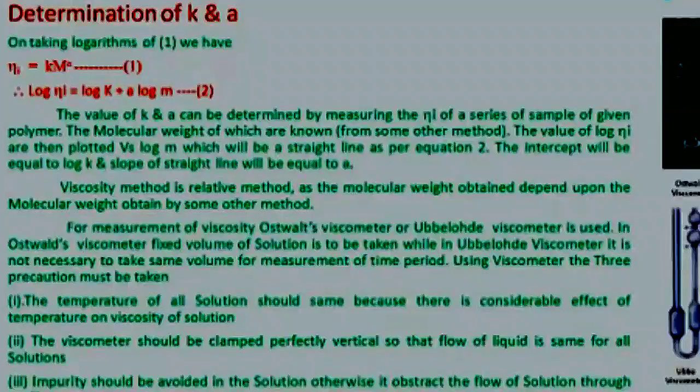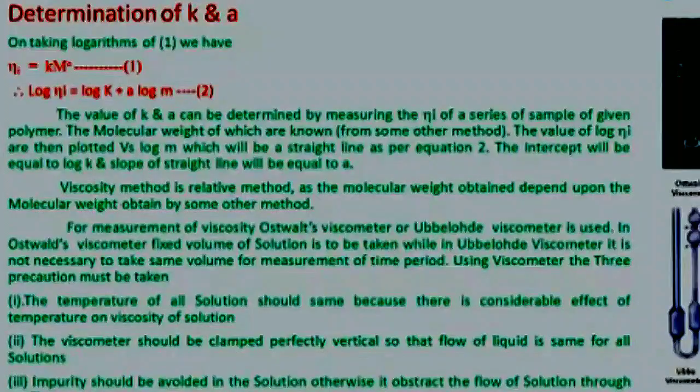Viscosity method is a relative method, as the molecular weight obtained depends upon the molecular weight obtained by some other method. Now how to measure viscosity? For measurement of viscosity, Ostwald viscometer or Ubbelohde viscometer is used. In Ostwald viscometer, a fixed volume of solution is to be taken, while in Ubbelohde viscometer, it is not necessary to take the same volume for measurement of time period.